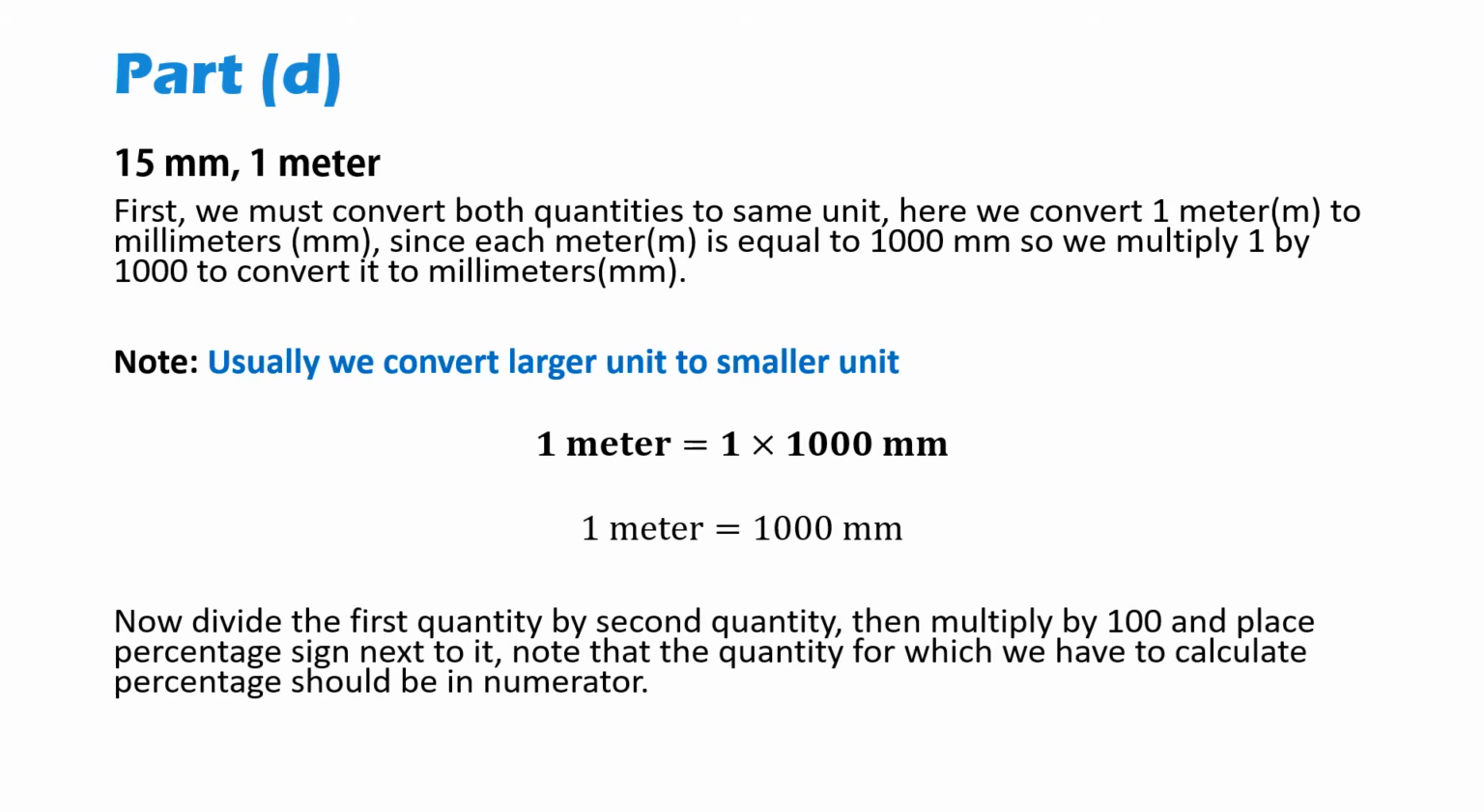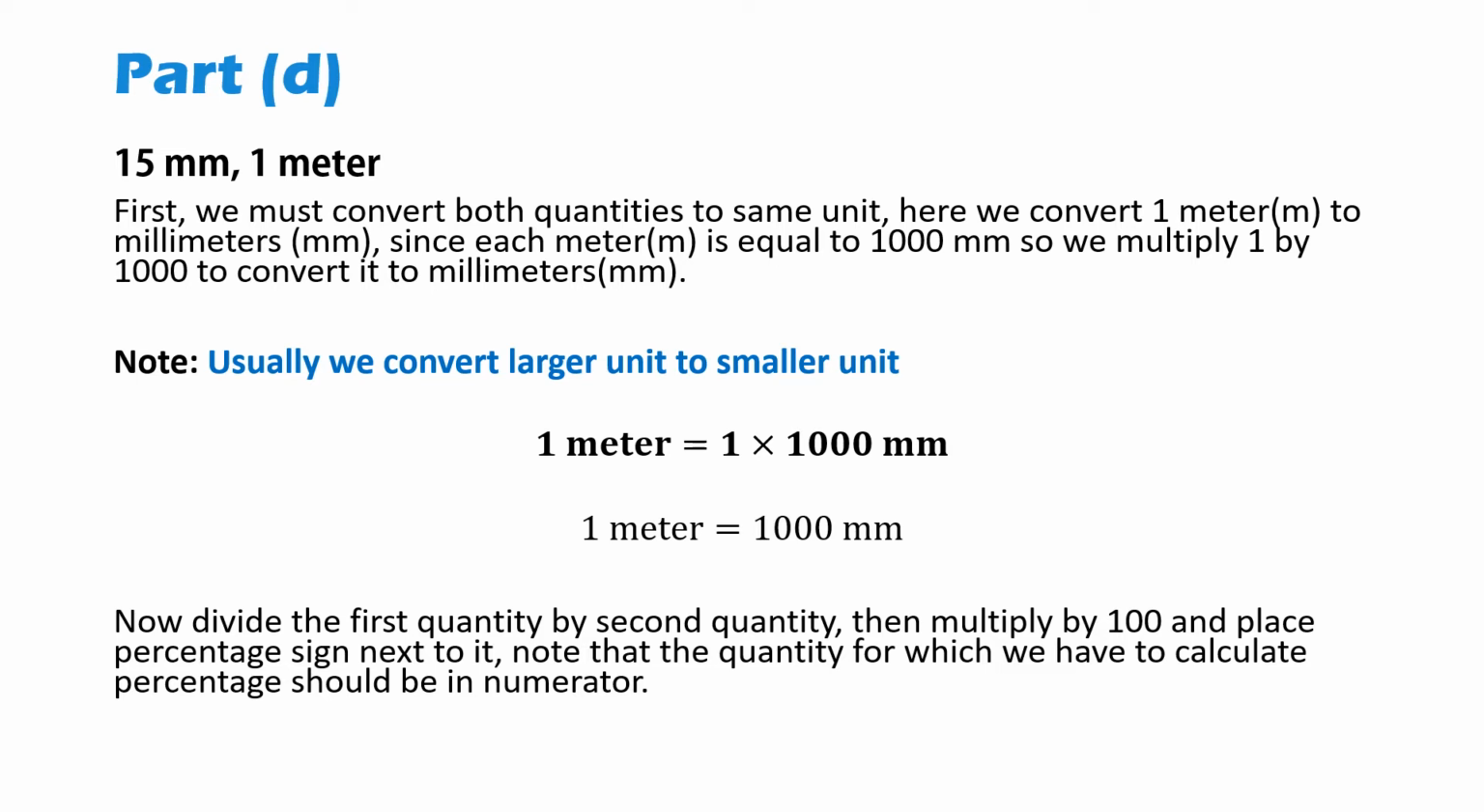Part D. Express 15 millimeters as a percentage of 1 meter. First, we must convert both quantities to the same unit. Here we convert 1 meter to millimeters, since each meter is equal to 1000 millimeters, so we multiply 1 by 1000 to convert it to millimeters. So we have 1 meter equals 1000 millimeters.